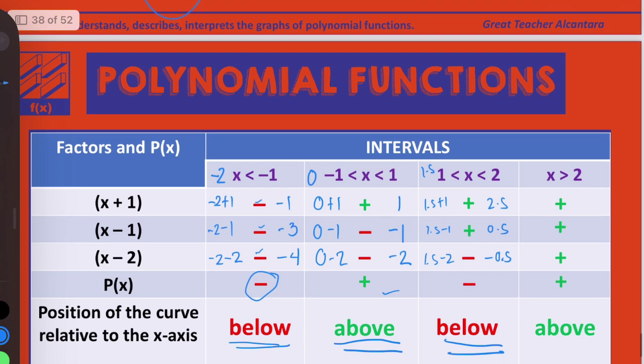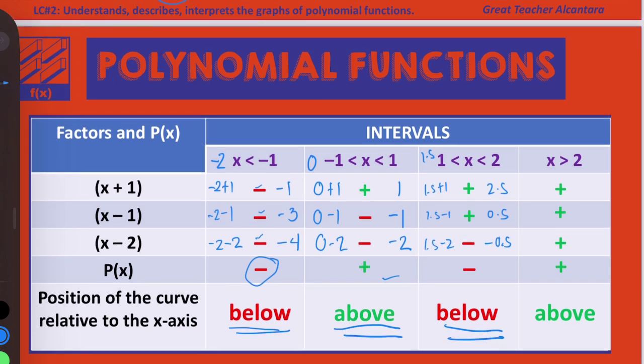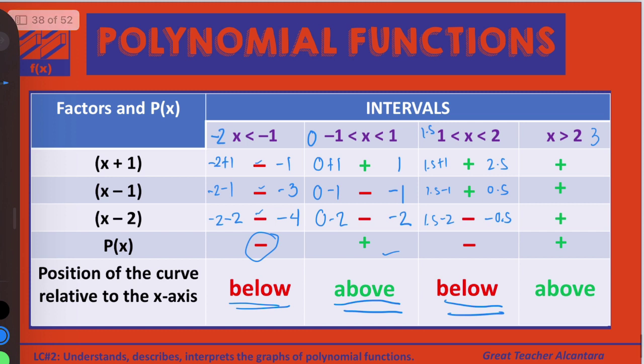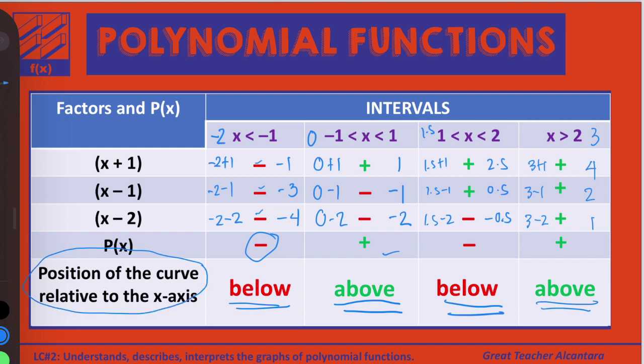And if you continue with the last one, x is greater than 2, we can have 3, for example. So you have 3 plus 1, that will give you 4. 3 minus 1, that will give you 2. 3 minus 2, that will give you 1. So all positive. So it's definitely above. So this table right here, the regions and the intervals you were able to form thanks to all those regions, again, is the position of your curve relative to the x-axis.